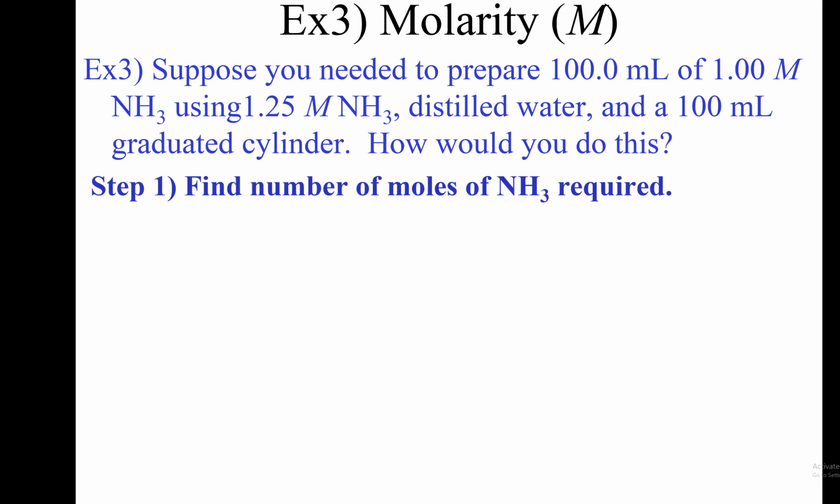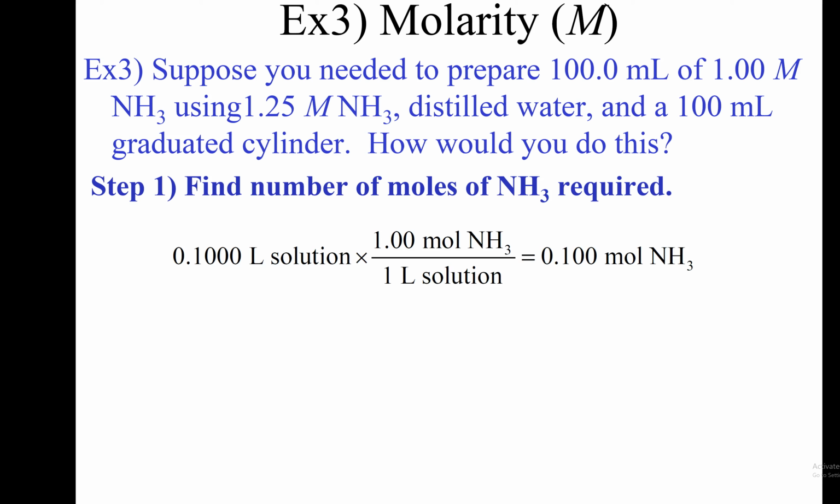The first step is to find the number of moles of NH3 required. It's a very classic example of using molarity to backtrack. We're going to use the 0.1 liter solution multiplied by 1 mole per liter, which gives us the molarity, and that should give us 0.1 mole of this amount. Now again, this is based off of the 100 mL. So we need 0.1 mole of that NH3.